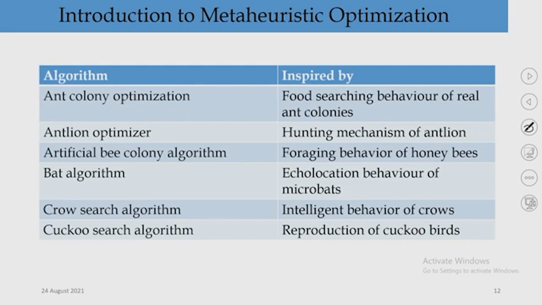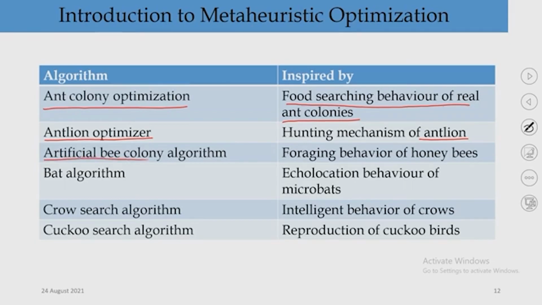Now, ant colony optimization, in the first class introduction also I talked about that one. It is inspired by the food sourcing behavior of real ant colonies. How they are searching for food. Based on that, this algorithm has been developed. Then the ant lion optimizer, which is inspired by the hunting mechanism of the ant lion.